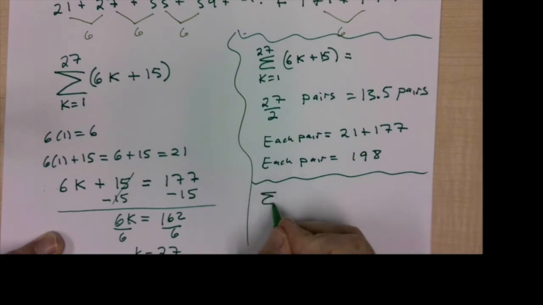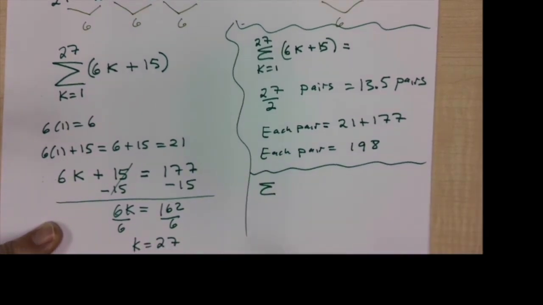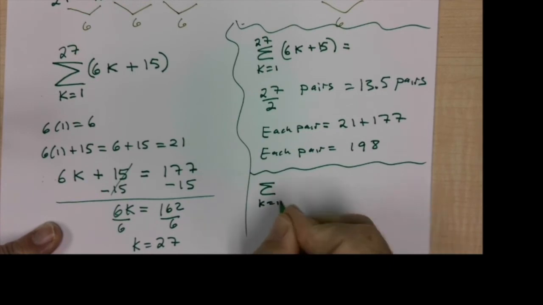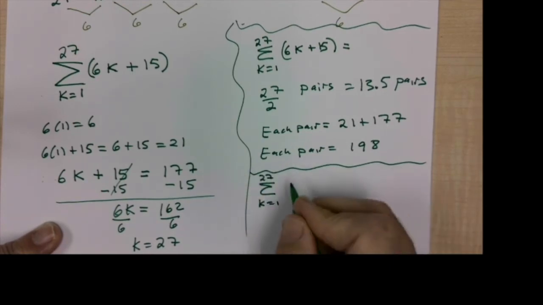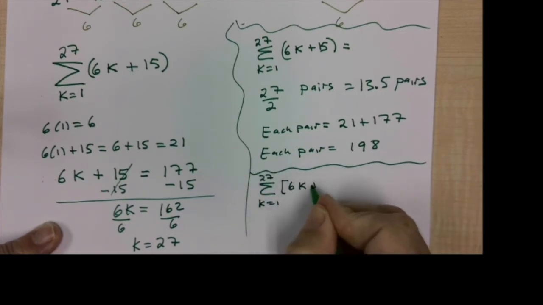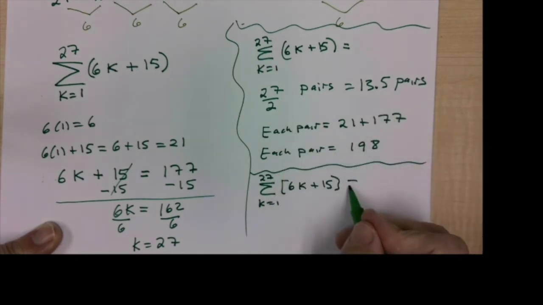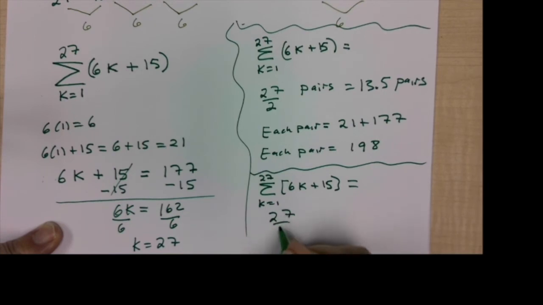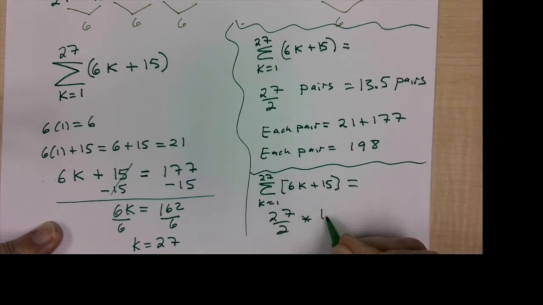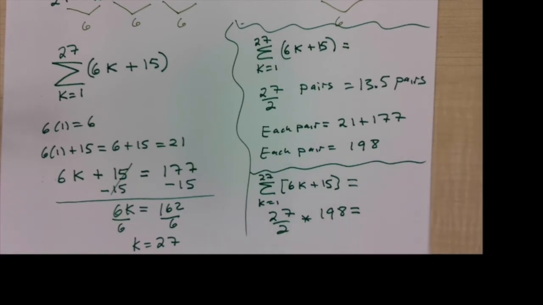The sum, as k goes from 1 to 27, of 6k plus 15 will be 27 halves times 198. That's how many pairs we have. Each pair is 198. You multiply that out. 27 halves times 198 yields 2,673.